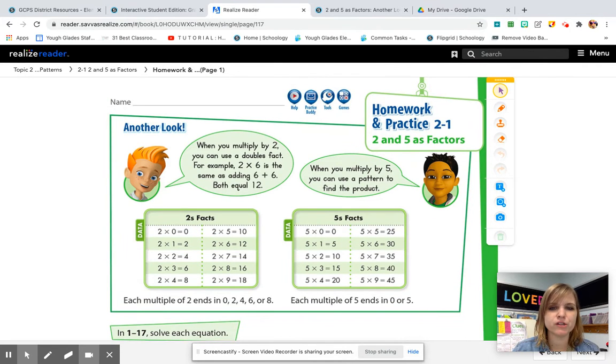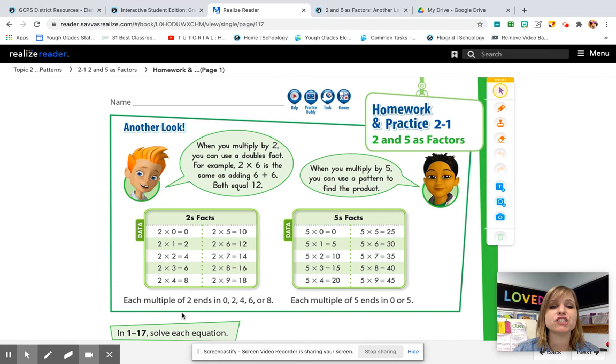We're going to watch a short video clip taking another look at this concept. Our essential question is, how can we use 2's and 5's patterns to solve multiplication equations? We've also been taking a close look at what a multiple is, and we've learned that there are multiples for each multiplication fact. There are multiples of 2's and multiples of 5's, so we focus mainly on our 2 facts and their multiples and our 5 facts and their multiples.